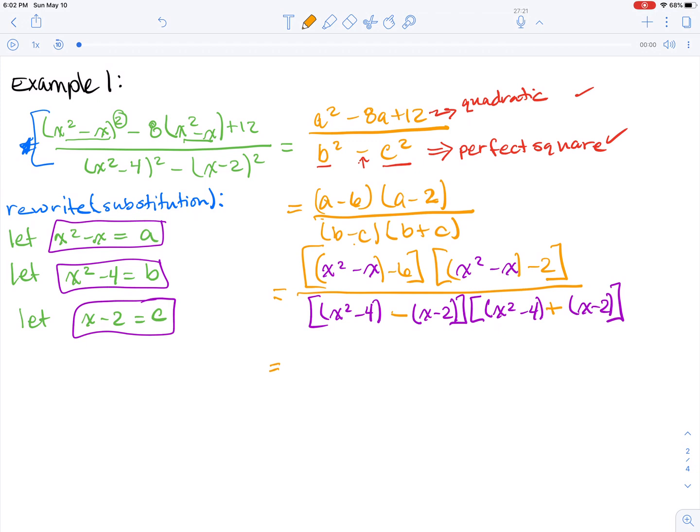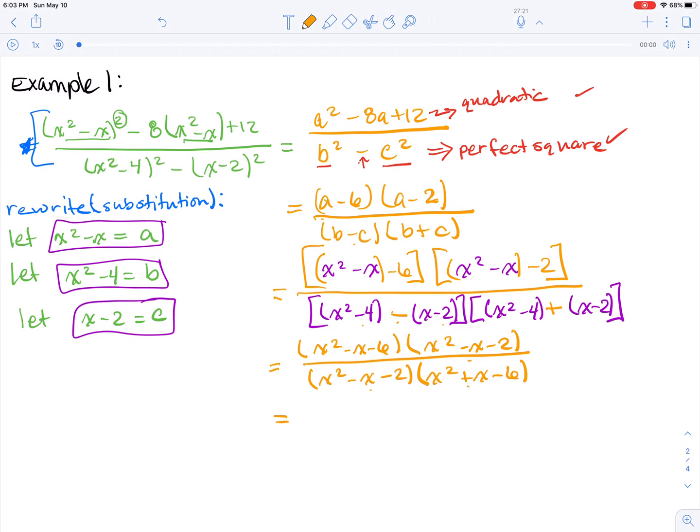Now let's go ahead and group our like terms together and simplify both the numerator and denominator. So I have x squared minus x minus 6 times x squared minus x minus 2. Those are two quadratics that I'll be able to factor. On the bottom I have x squared minus x, and I have minus 4 minus a minus 2, so that's minus 4 plus 2, which gives me minus 2. Then I have x squared plus x, minus 4 plus minus 2, which gives me minus 6.